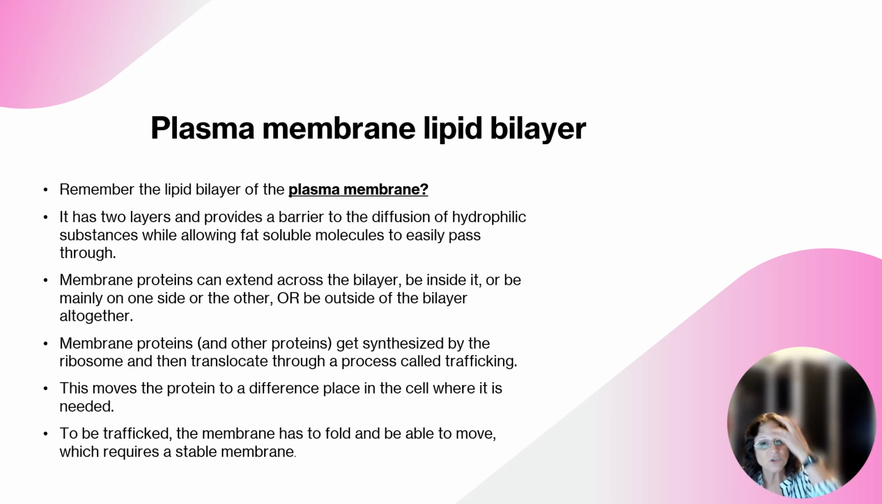In order to be able to do that, the membrane has to be able to take the proteins and fold them and move them, and that requires that the membrane is stable. And when it's not stable, then we have substances that can't get into the cell and can't do their job the way that they should.